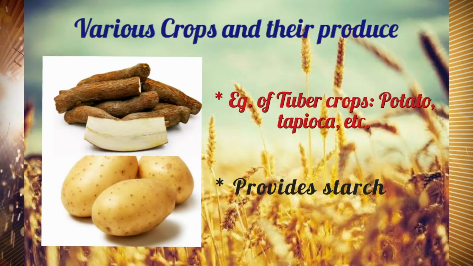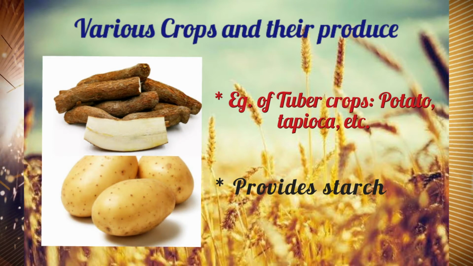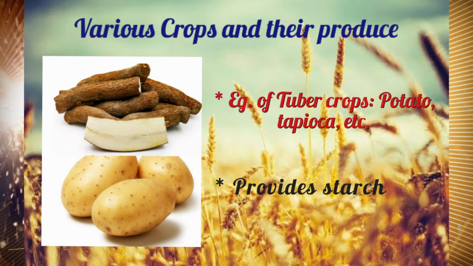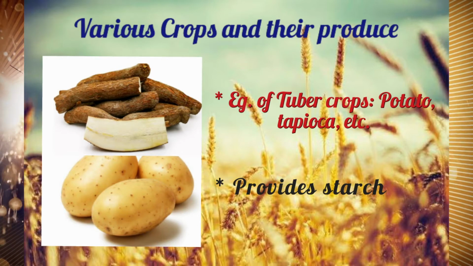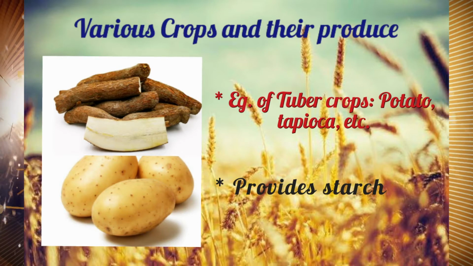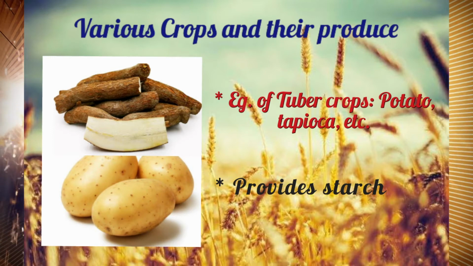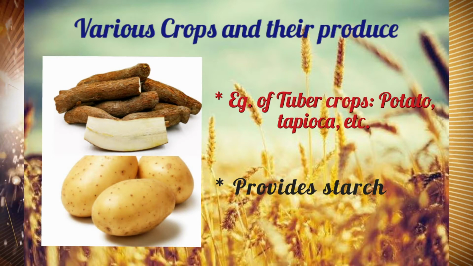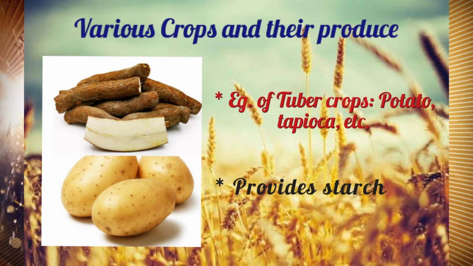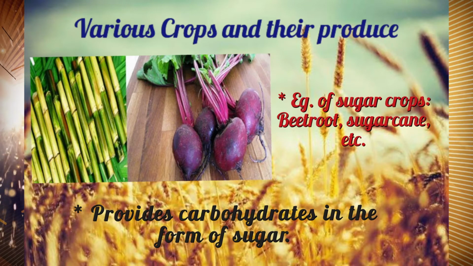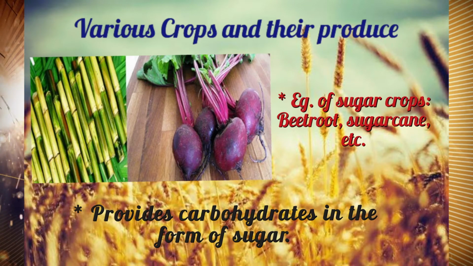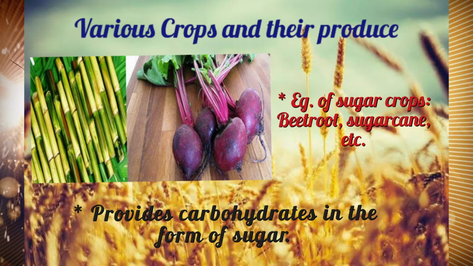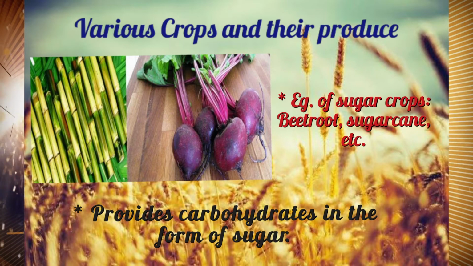उसके बाद है tuber crops. The examples of tuber crops are potato and tapioca. These are stems which are grown underground. ये underground उगने वाले crops हैं, ये soil के नीचे उगाए जाते हैं. They provide us with starch. Again, starch is necessary for energy. Next is sugar crops. The examples of sugar crops are beetroot and sugarcane. We get carbohydrates in the form of sugar from sugar crops.